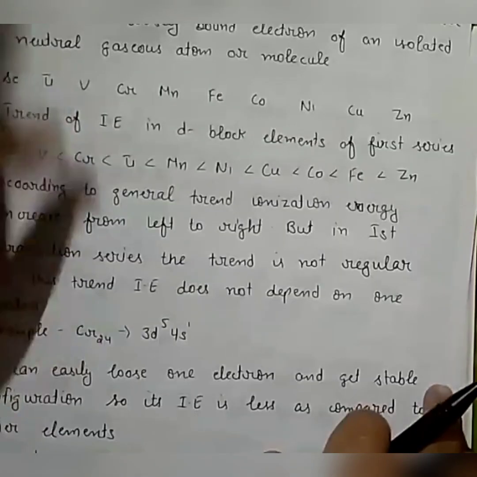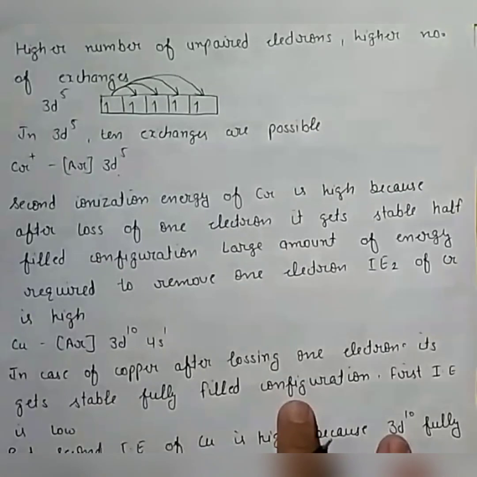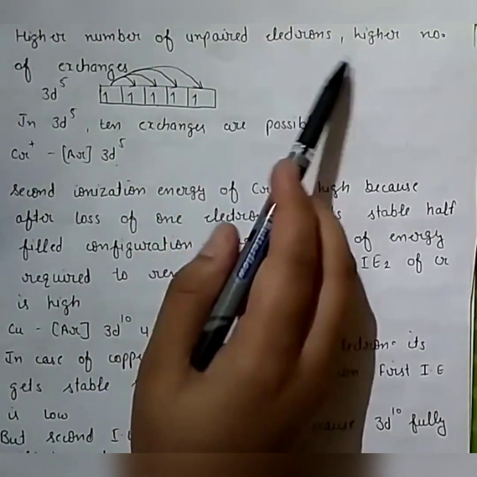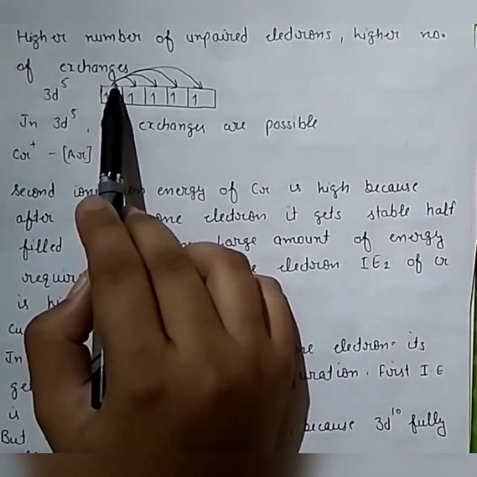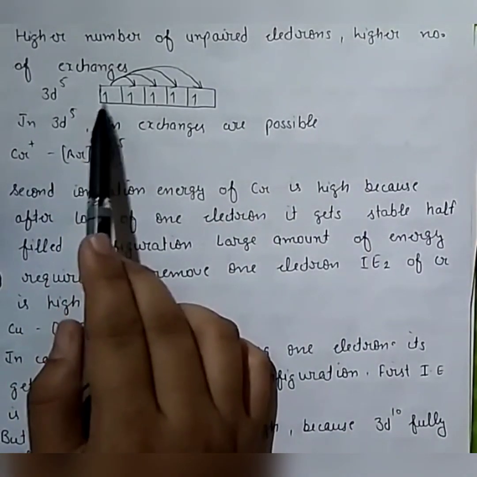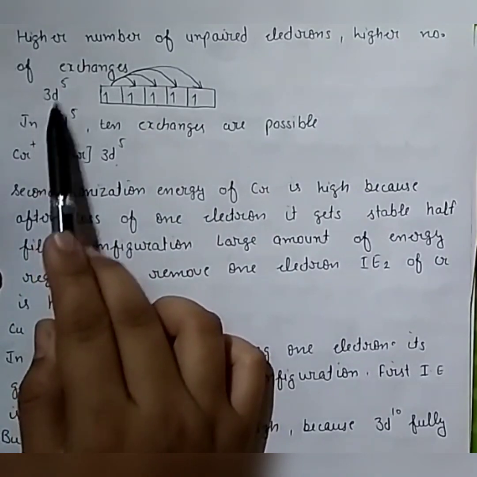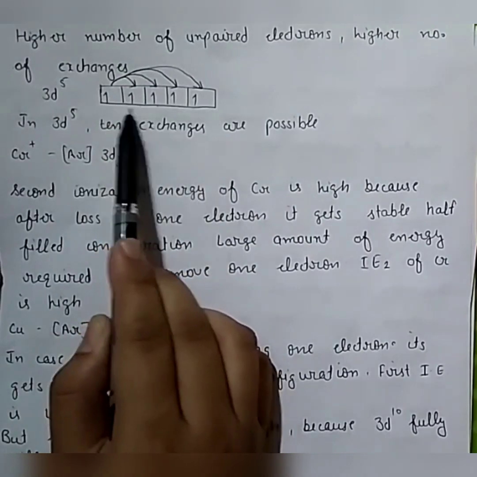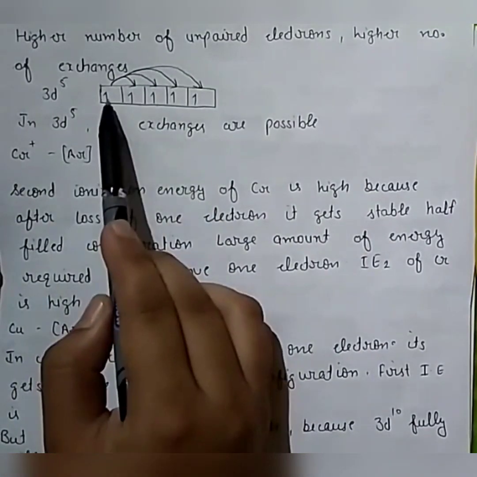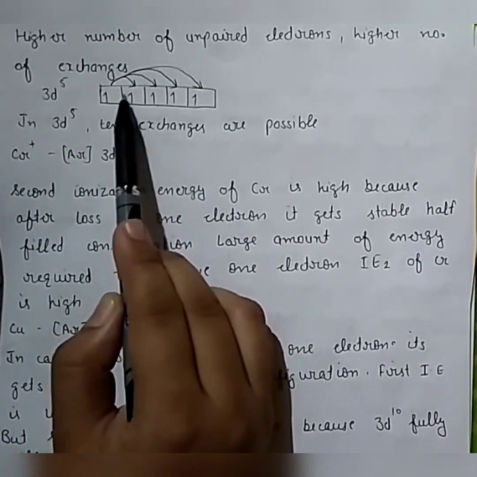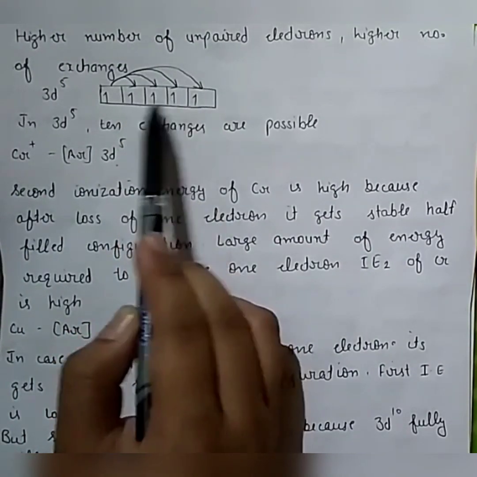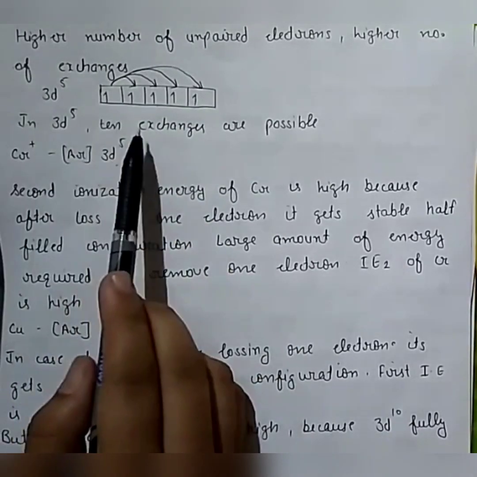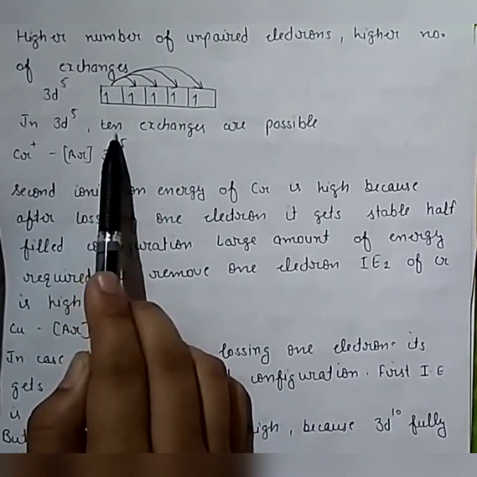Now we will discuss reorganization of energies. Higher number of unpaired electrons, higher number of energy exchanges. See the example of d orbitals. 3d5 configuration, 5 electrons are filled. This is half filled configuration. This electron can exchange its energy with the orbitals in the second, third, fourth and fifth. If we count, the total exchanges are 10.